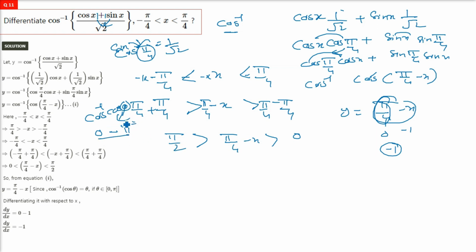Alright, you got the point. Between 0 and pi you can always cancel cos and cos inverse, but you are between 0 and pi by 2. So you are good to go, and I already told you what the differentiation is. It is negative 1. Alright, so the final answer is negative 1. But this boundary has to be taken care of. Please remember, I always say that.